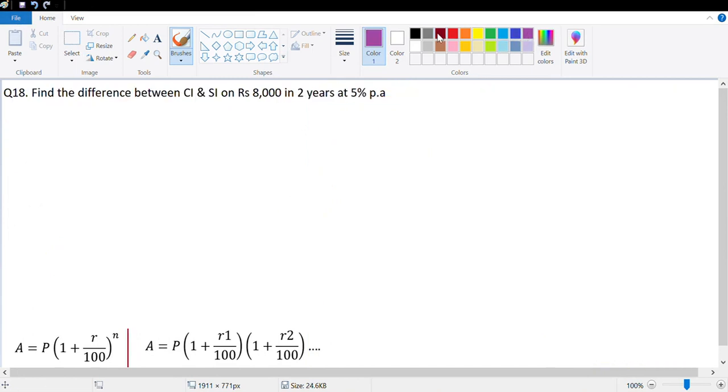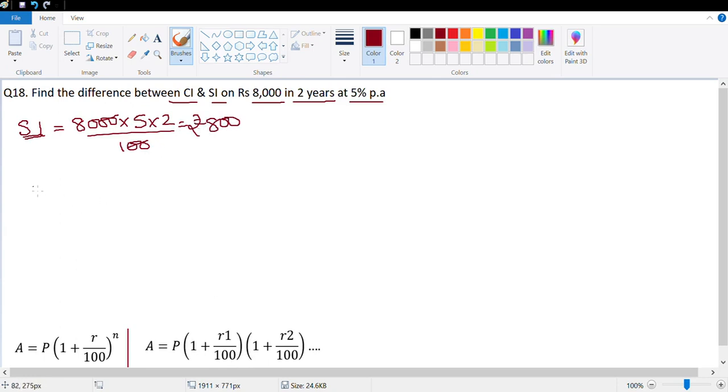The last homework question is question number 18. It says find the difference between SI and CI on rupees 8,000 in 2 years at 5%. Let's calculate the SI first. So simple interest will be equal to principal, which is 8,000 into rate 5 into time upon 100. So that's 80 into 10, that's rupees 800.